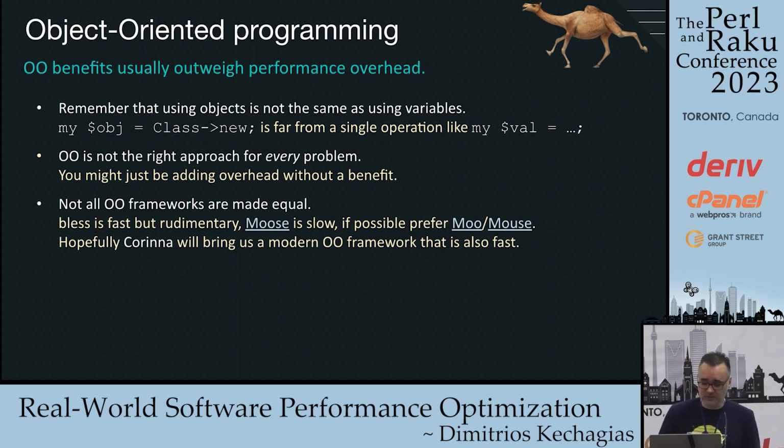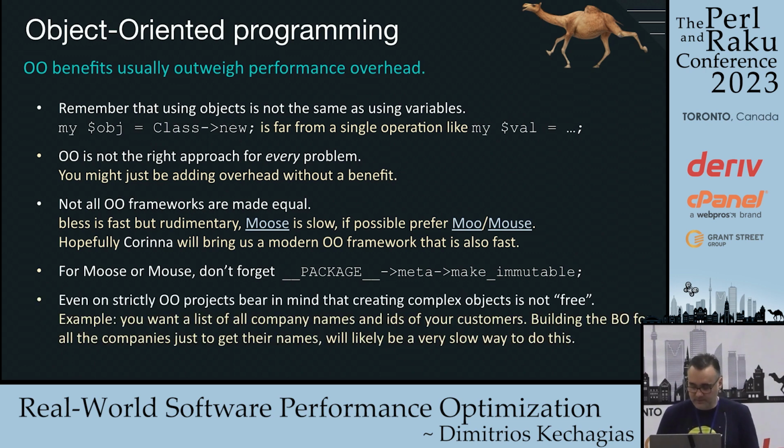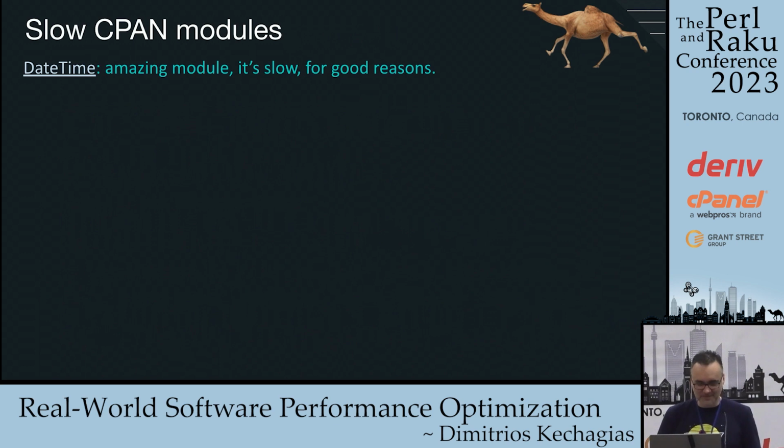Like Moose is slow. You should use Moo or Mouse instead of that. Hopefully, Cor will bring us a modern OO framework that is also fast. Yeah, for Moose or Mouse, don't forget this. And creating objects is not free. You should have it always in mind. So sometimes in your code, it might be easy to say new user, even if you want a list of 1,000 users, when you should really have just fetched their names instead or something like that. So don't forget that objects can be heavy.